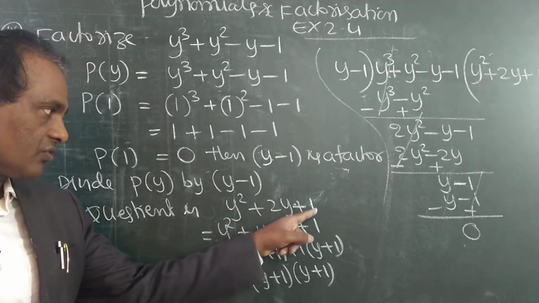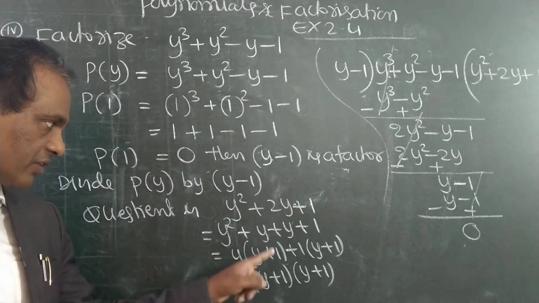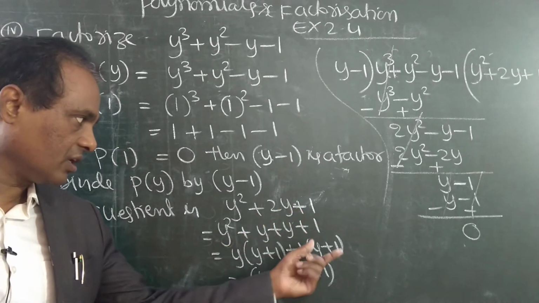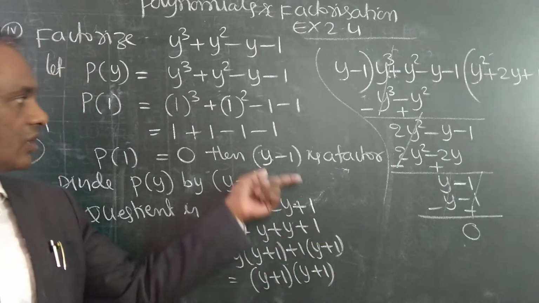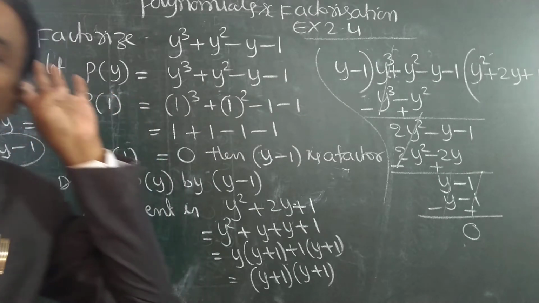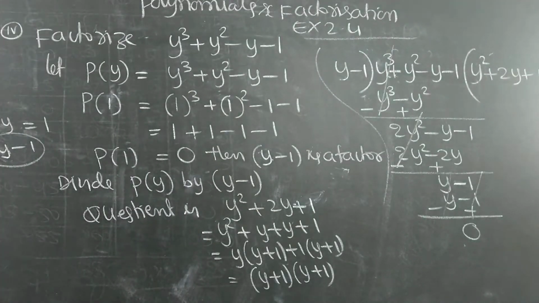One y plus one y is 2y, 1 into 1 is 1. So y common here, y plus 1; 1 common, y plus 1. Y plus 1 common: y plus 1, y plus 1, y minus 1. Three factors we got. See the procedure.